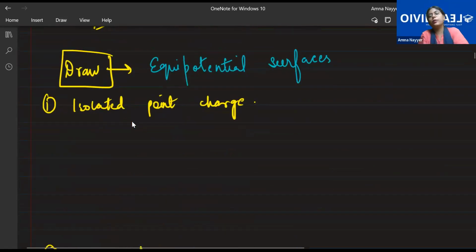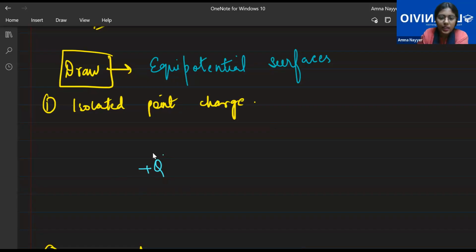So how do you draw the equipotential surfaces when you have isolated charges? For isolated means you just have a single charge present. Like look here, this is plus Q. For a positive charge or a negative charge, just draw concentric circles, that's it, with equal spacing. Just draw concentric circles like this.